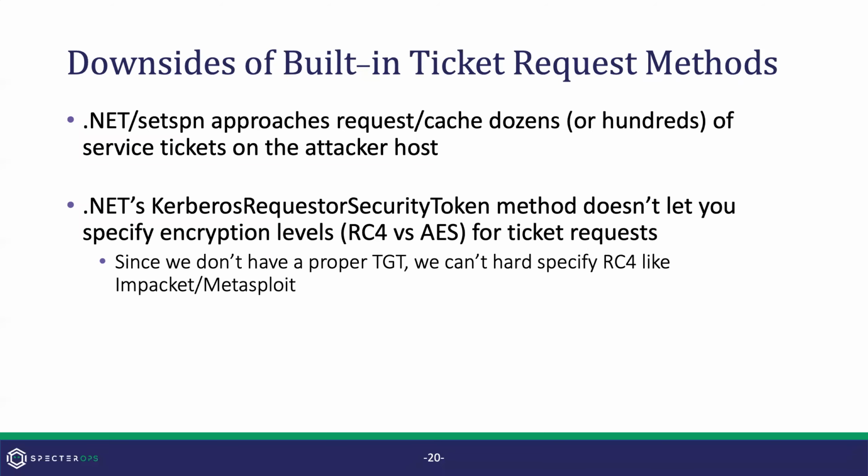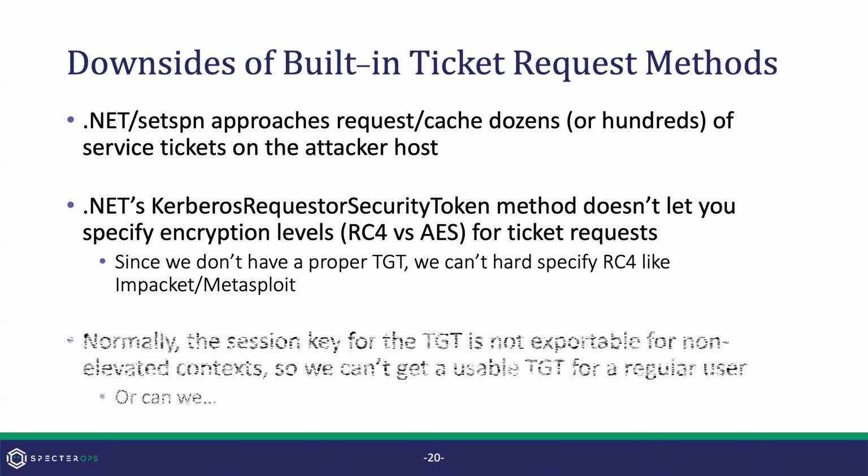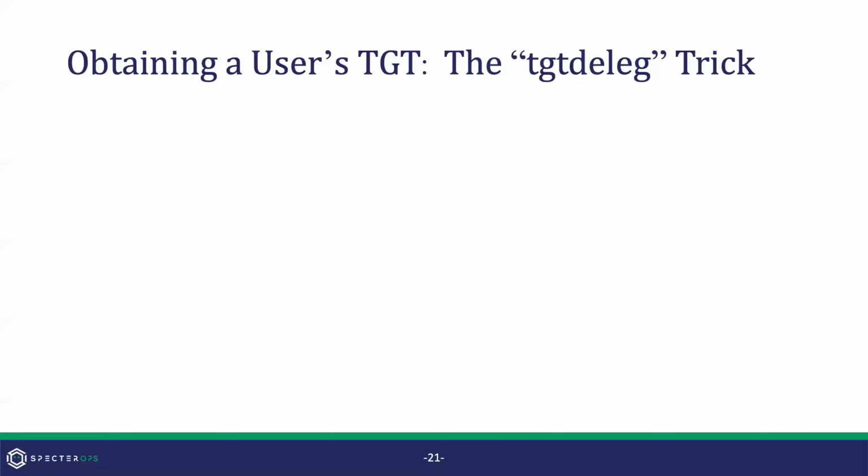And because we don't have a proper TGT, we can't do this how Impacket and Metasploit would do. And one of the downsides of this from a user host perspective is that if you aren't elevated, normally the session key for a user's ticket granting ticket is not exportable for non-elevated contexts. So we can't get a usable ticket granting ticket for a regular user until Benjamin Delpy, Gentil Kiwi, figured out how we can do this after all. So this is his TGT delegation trick.